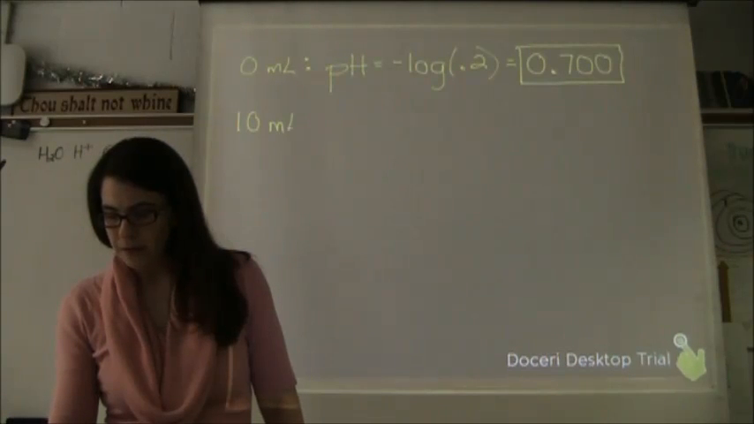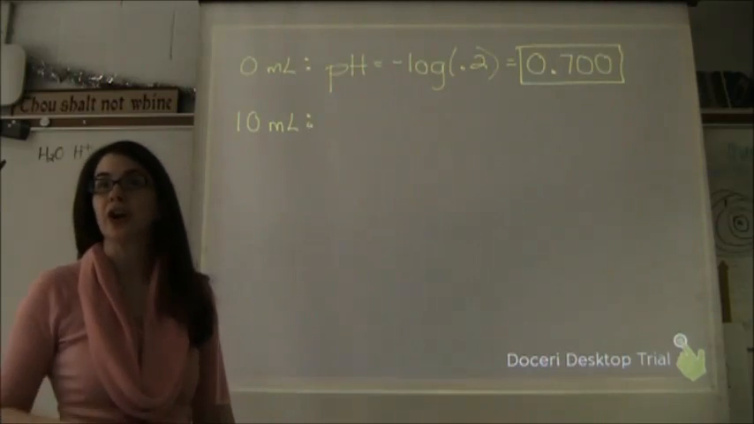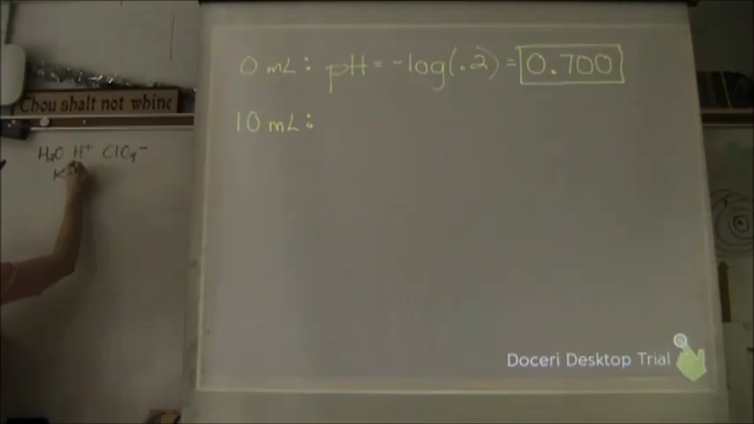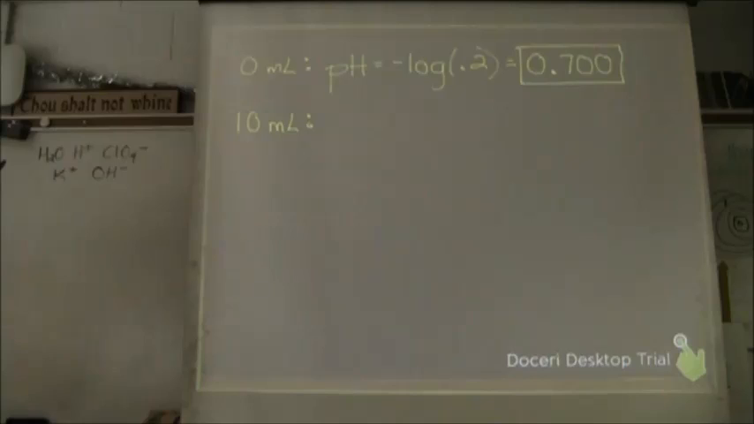Now, we start adding some base. And it said we're going to add 10 milliliters. Remember what the base was? It was KOH. Let's update our major species list. What should I add to the list now? K plus? How come you separated them? Okay. What is my reaction going to be?